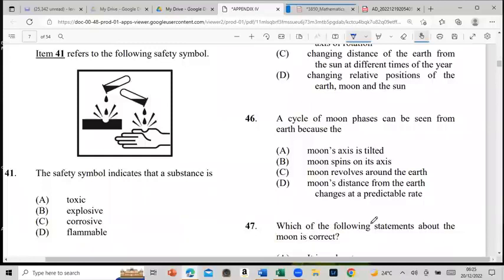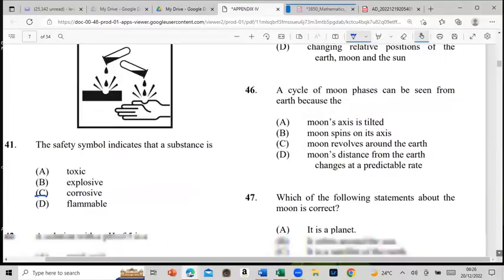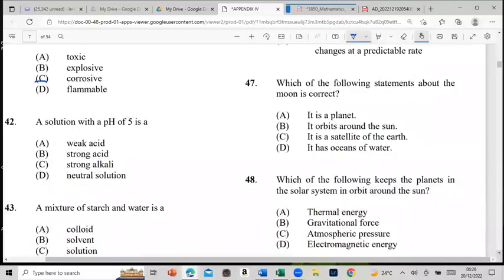41 refers to the following safety symbol. The safety symbol indicates a substance is A, toxic, B, explosive, C, corrosive, or D, flammable. Guys, remember, safety is important, alright? And that is corrosive. Guys, be very careful in the lab, alright? Wear your gear at all times. Let's move on to 42.